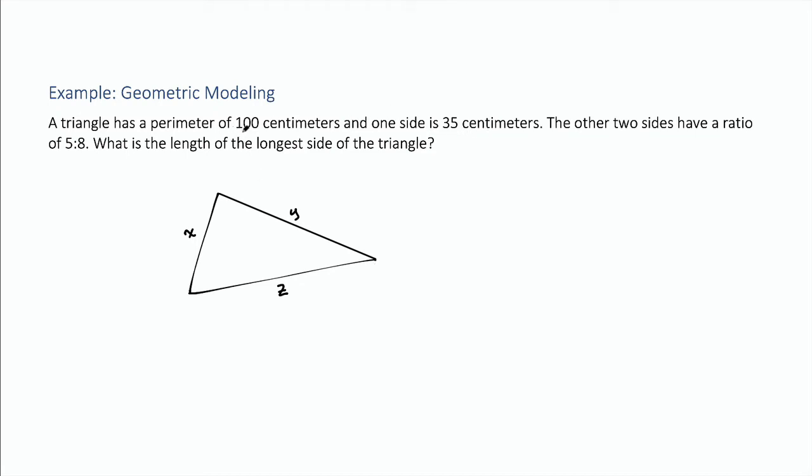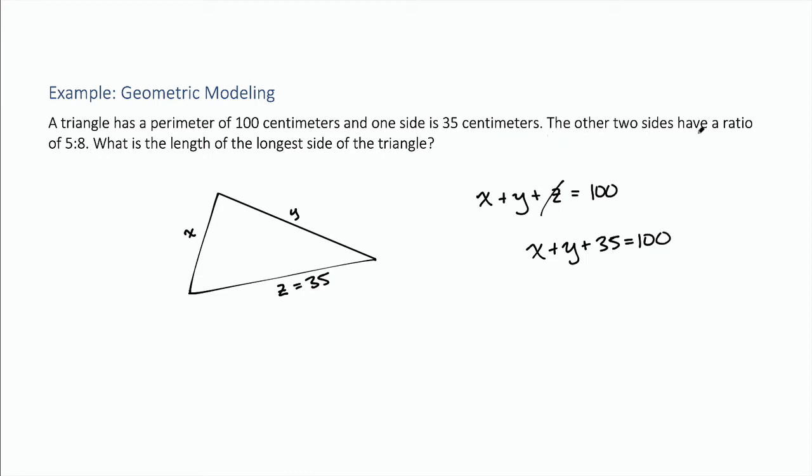So first of all, it has a perimeter of 100 centimeters. Well, that's just X plus Y plus Z. So X plus Y plus Z is equal to 100. We know that one side is 35 centimeters. Now, I don't really know which side it is, and it doesn't matter how I drew it, so I'm just going to pick one. I'm going to say that Z is 35. That gives me the equation X plus Y plus 35 is equal to 100.